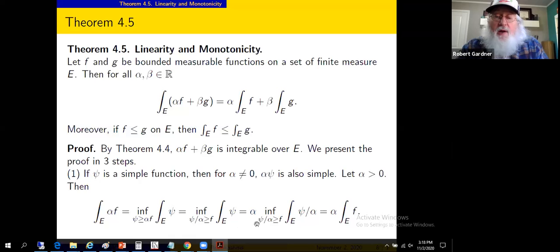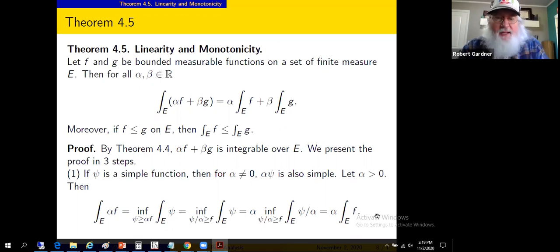And this we can write as, I'm going to put an alpha outside and an alpha inside. All right, I can move that alpha inside that inf, property of infs, since it's positive. Then I could take the alpha inside the integral. That's actually linearity of the simple functions, and then we could get the cancellation there. So we have equality between these two things here, and taking the inf of some simple function greater than or equal to f, integrals of these simple functions, that is the integral over e of f.